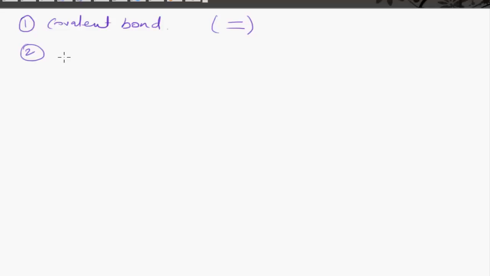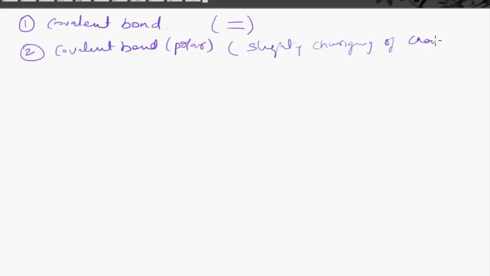Secondly, when the electron has been dragged slightly towards one end, we get a kind of polar covalent bond. We get a covalent bond, but it is polar, where we get two different charges on the two different atoms, with a slight change of charges.